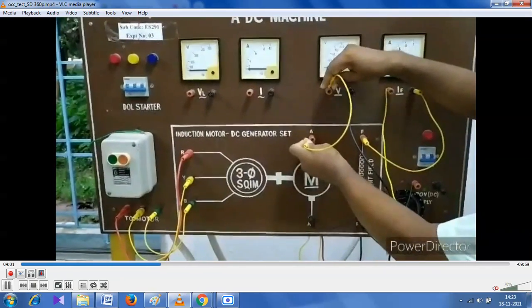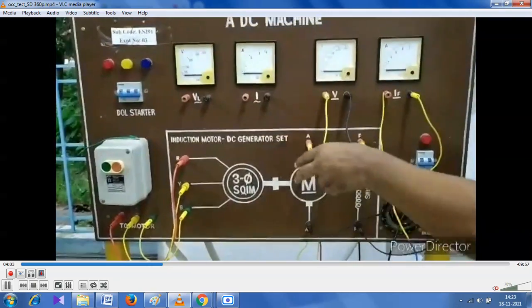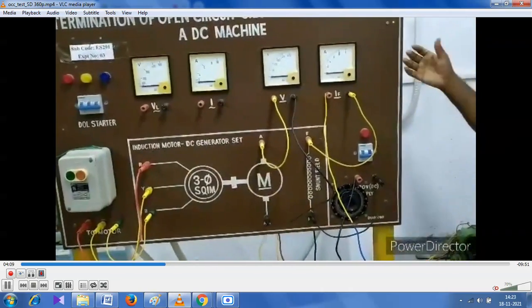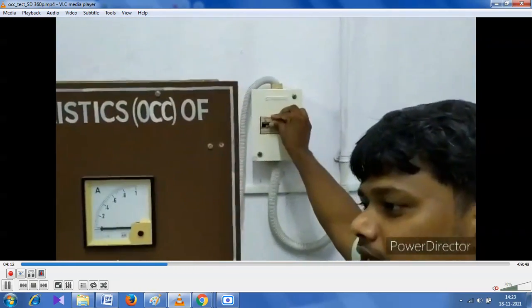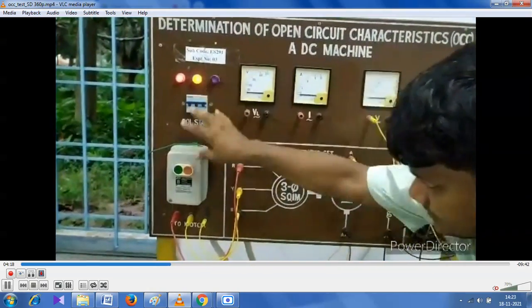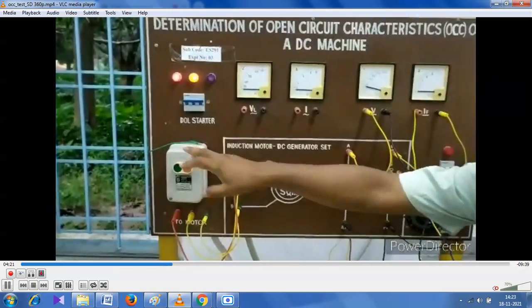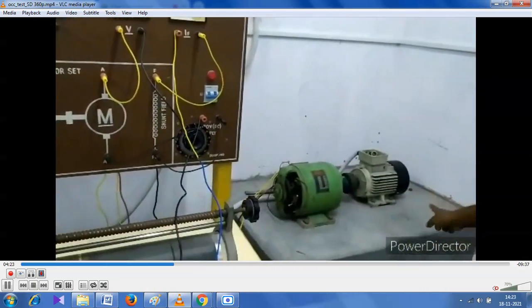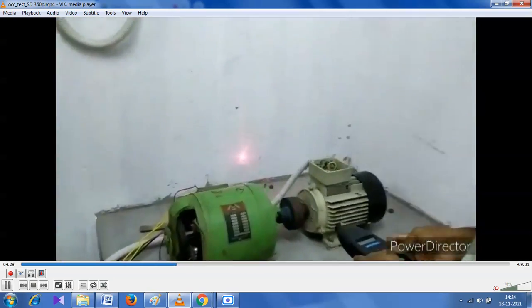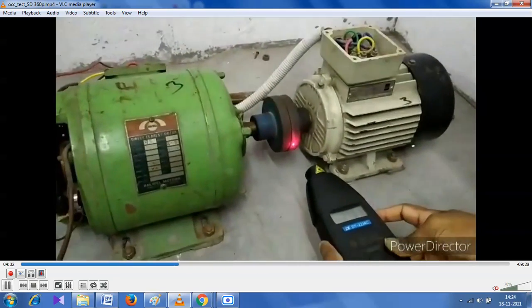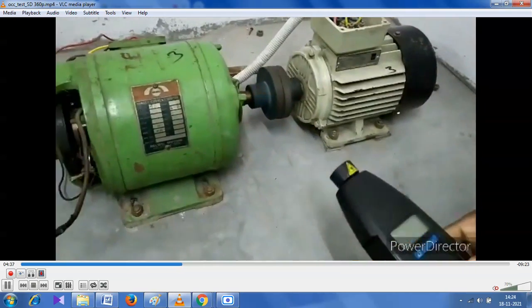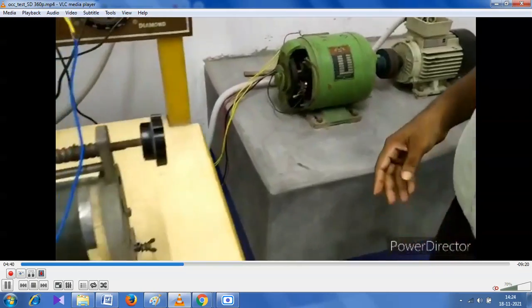After that, we have to complete the armature connection. We just provide a voltmeter on the armature supply because we are performing the OCC test, or open circuit test, so there is no load connected on the armature. And with the help of a tachometer we take the reading of the speed at which the system is running.